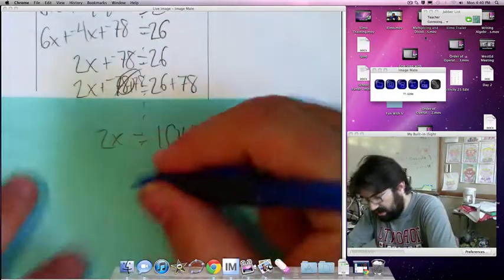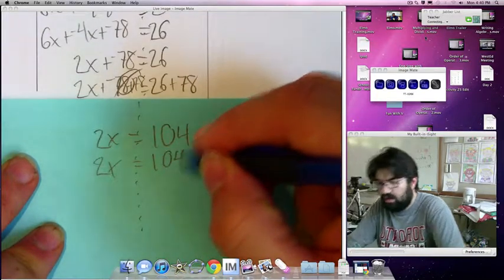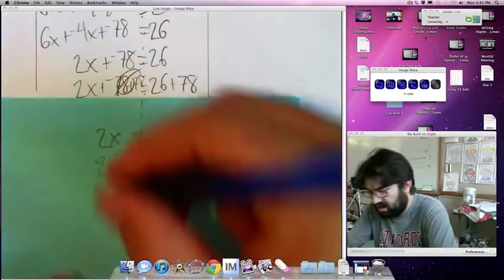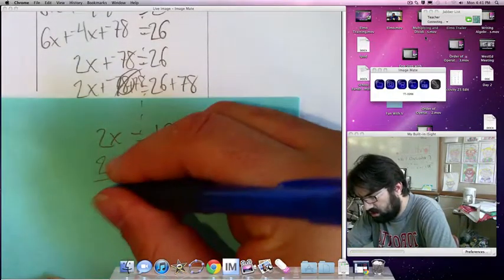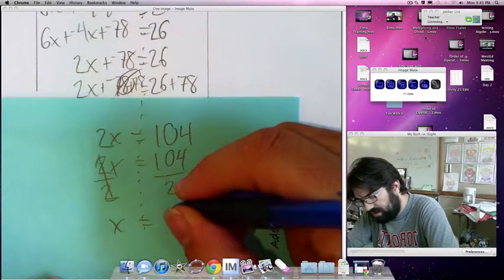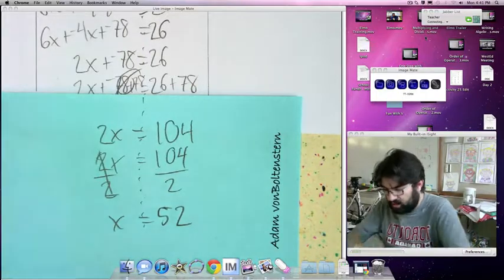I'm going to rewrite. 2 times x, the opposite of multiplying is dividing, so I'm going to divide both sides by 2. So x equals 52. That's what I'm saying the answer is.